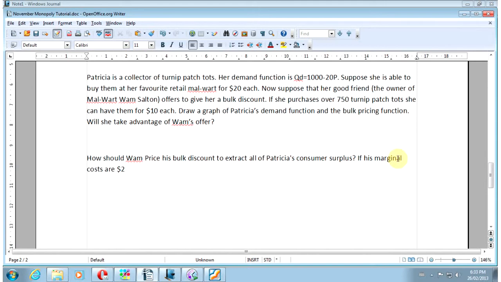Okay, so basically, in order to do an optimal bulk pricing discount, you need a marginal cost. So, if you didn't know that, then good luck. If you did know that, then now you have all the information you need to solve the problem. So have at it.